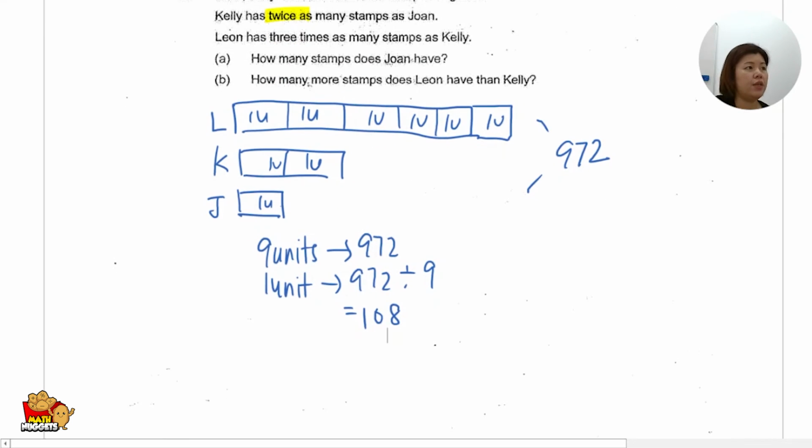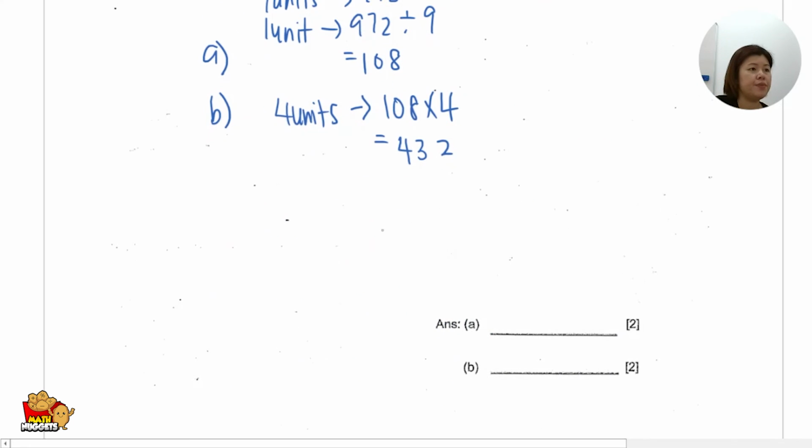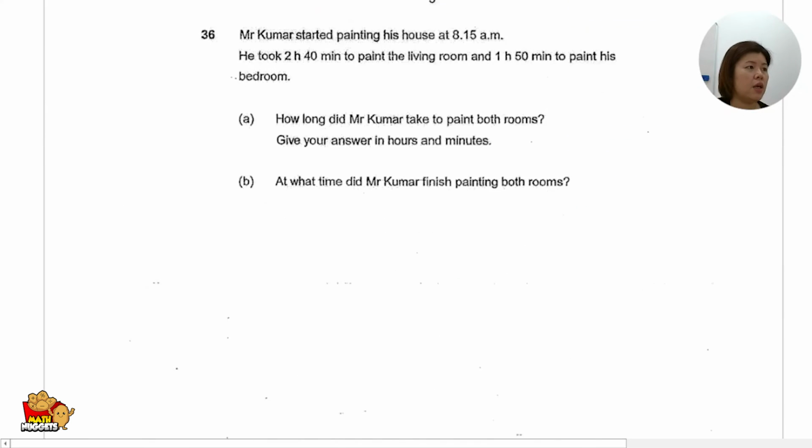Okay, I have A already, which is Joe. So B is how many more stamps did Leo have than Kelly? So this part is the more, which is 4 units. You can take 108 times 4 is 432. So 108, 432. Okay, next.